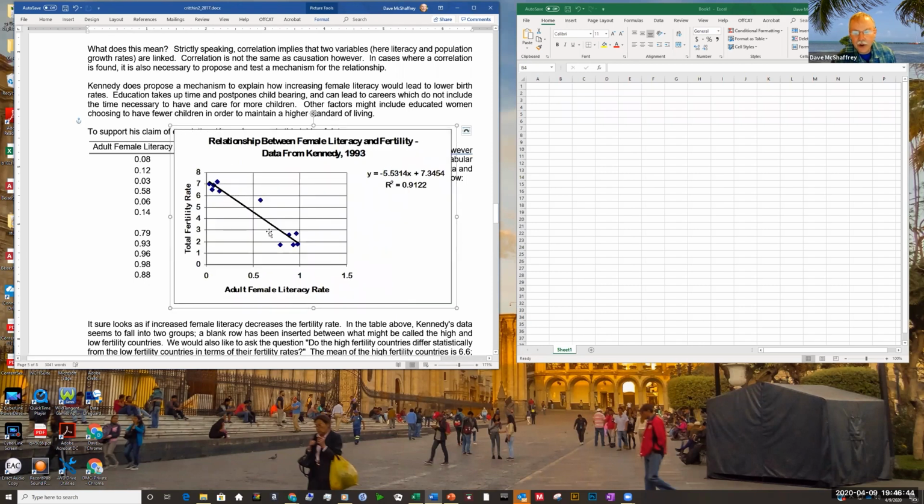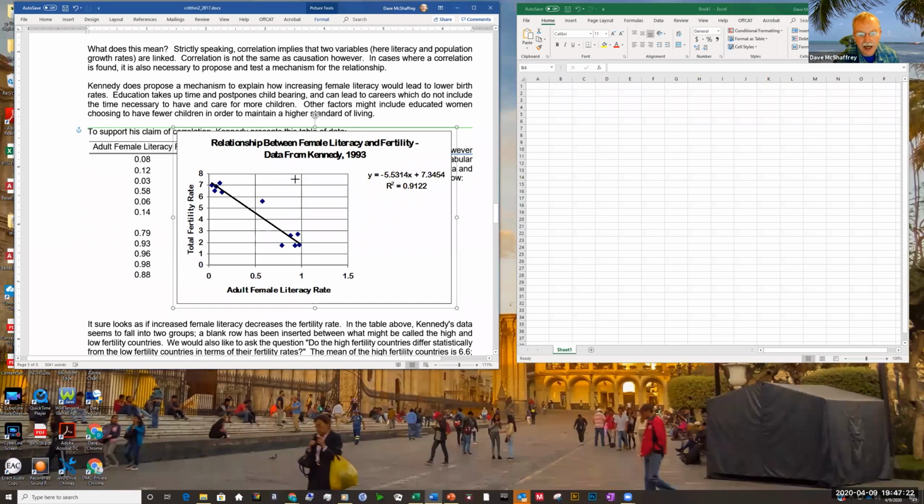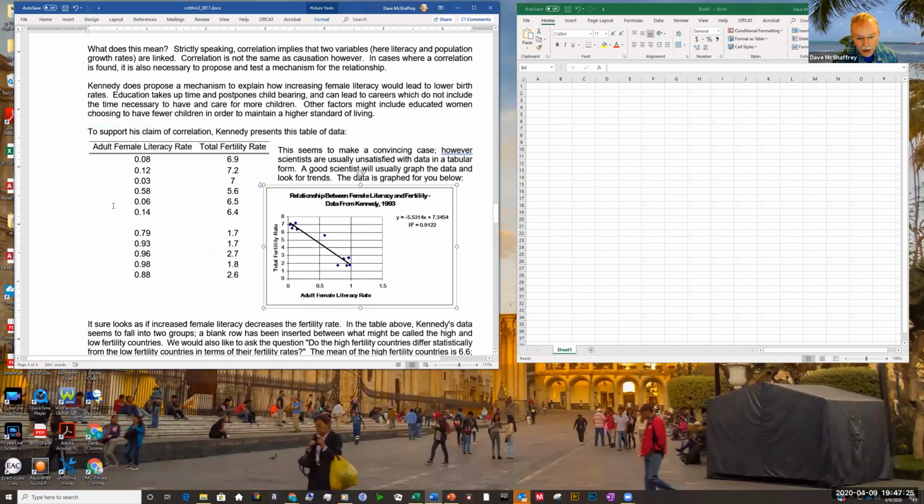And you can see that in this graph, I put the trend line on there. Here were the low literacy rate countries, including this one. And here were the high literacy rate countries. You can see these high literacy rates do have low fertility rates. The low literacy rates do have high fertility rates. And the relationship is a negative relationship. As literacy goes up, fertility comes down. And is the model fitting pretty good? Yeah, 0.91 R squared, that's a pretty good fit. So at first glance, Kennedy seems to be making a strong case here, although he could have made his case stronger if he would have used a graph.